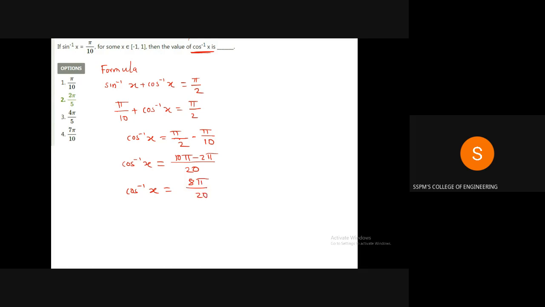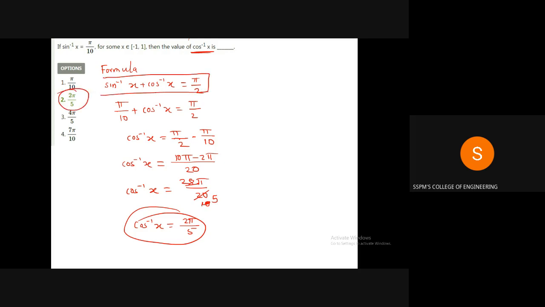Divide by 4: 4 twos are 8, and 4 fives are 20. So it is 2 by 5. So cos inverse x is equal to 2 pi by 5. Therefore, this is the answer, 2 pi by 5. So remember this formula, okay? Sin inverse x plus cos inverse x is equal to pi by 2.